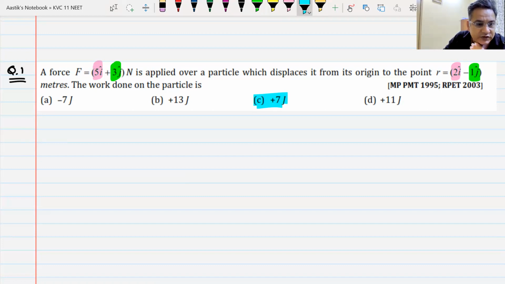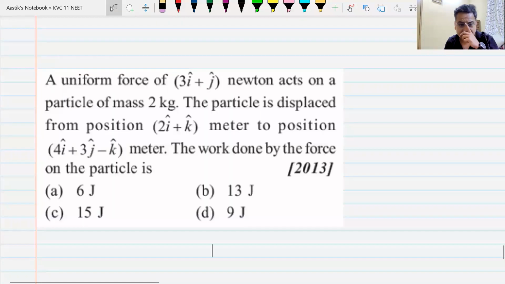Shall we move on to the next question? Yes or no? Okay. So here is the next question. Again, it is taken from one of your previous papers. And here is the question on your screens.